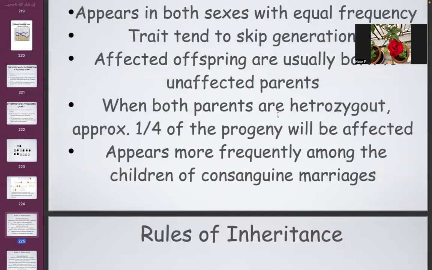When both parents are heterozygous, approximately one-fourth of the progeny will be affected. It appears more frequently among children of consanguineous marriages.